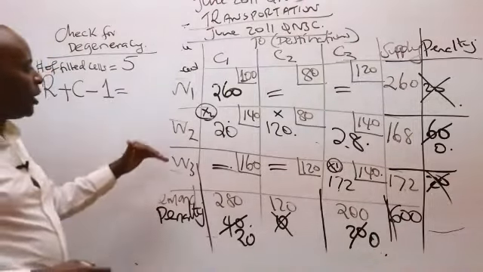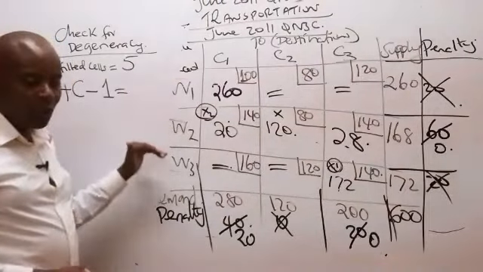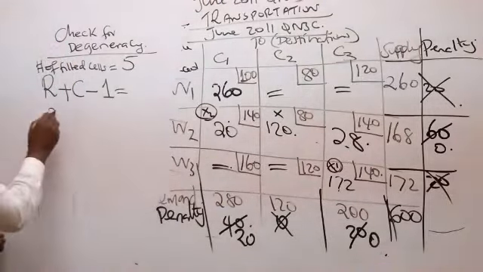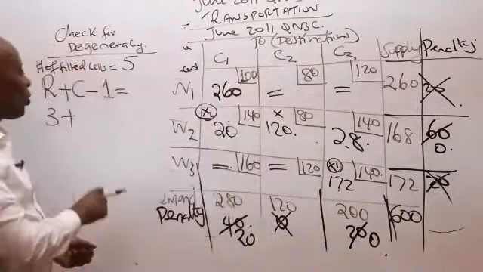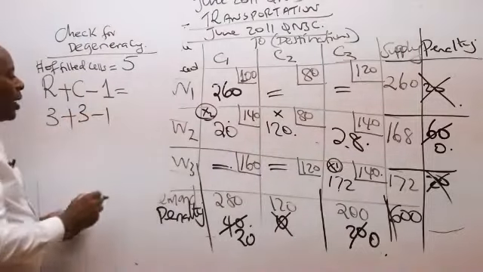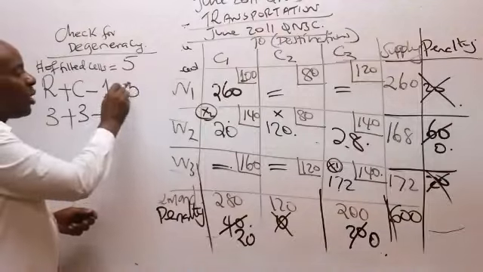How many rows do we have? 1, 2, 3. Don't count the demand. So number of rows are 3, plus number of columns, you will count them, 1, 2, 3. Number of columns are 3, minus 1. So 3 plus 3, that is 6. 6 minus 1 gives us 5.